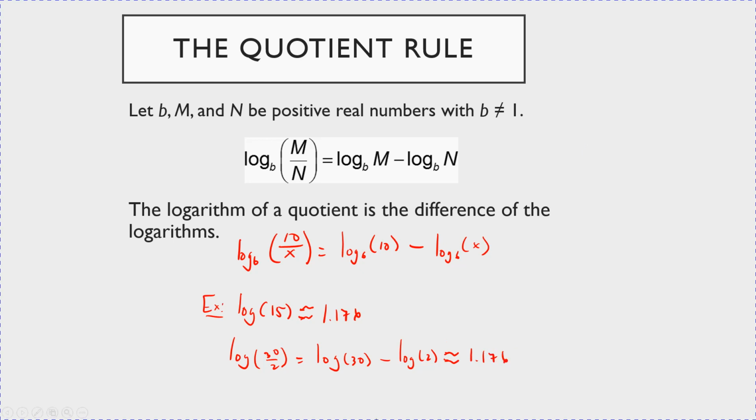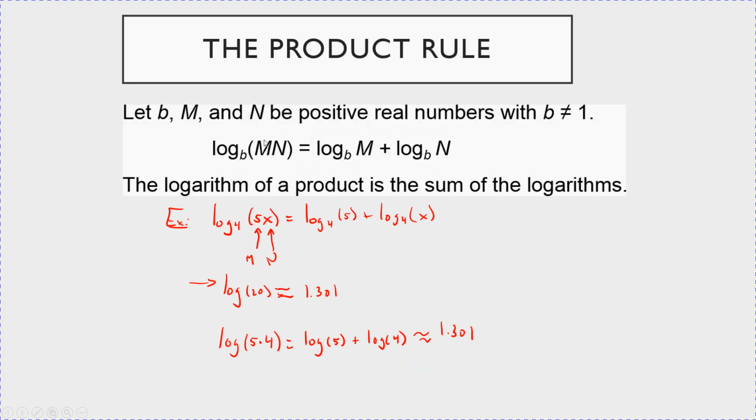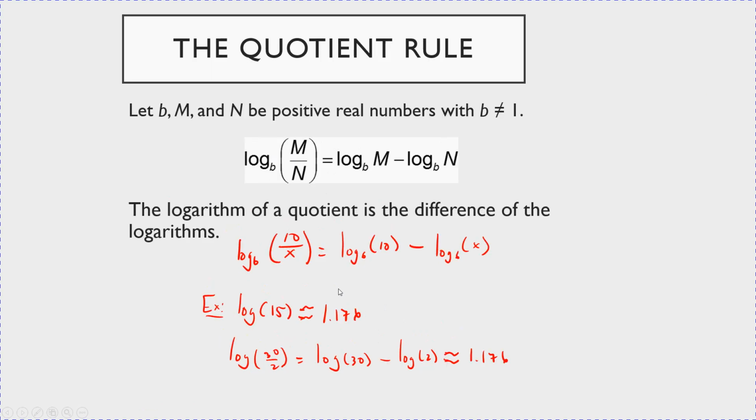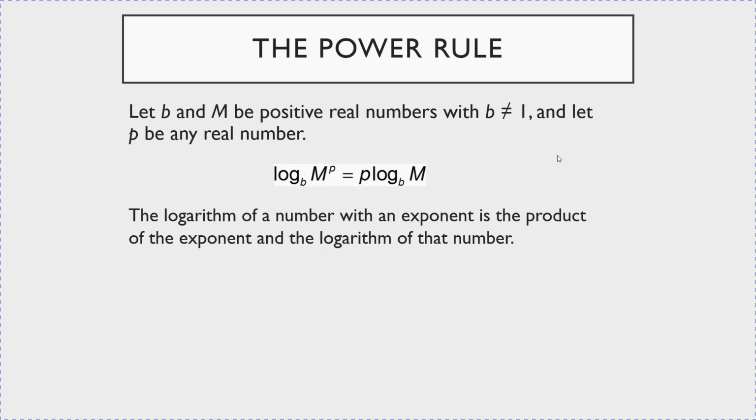So what you're seeing here is the product rule: a product inside a log, you can break up as the addition of two logs. A quotient inside a log, you can break up as the difference, the subtraction of two logs. Our final rule is the power rule. Let b and m be positive real numbers with b not equal to 1, and let p be any real number. If you have log base b of m raised to the p power, you can take the power and move it in front of the log as a product. So this is equal to p times log base b of m.